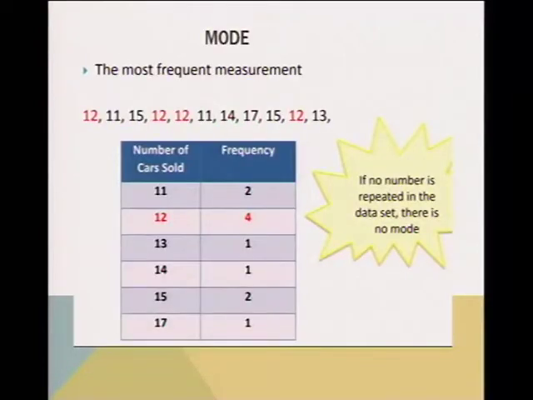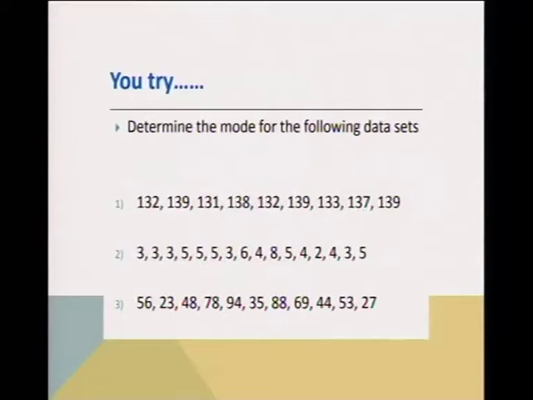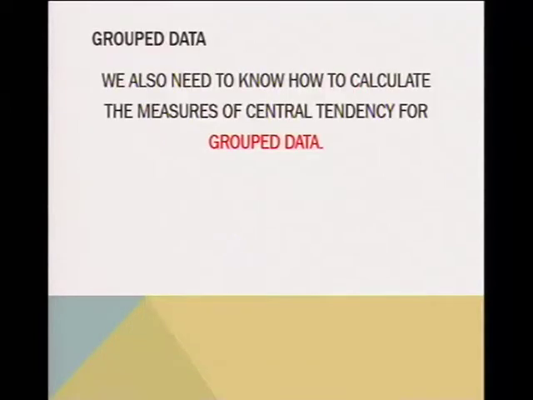Then mode is the number that appears the most. Now if we look at 12, 12 appeared how many times? 4 times. So that is the mode. 11 appeared only 2 times, which means 2 is not greater than 4. 4 is the highest, so the mode is 12. You can try this and see, and the answers are there.